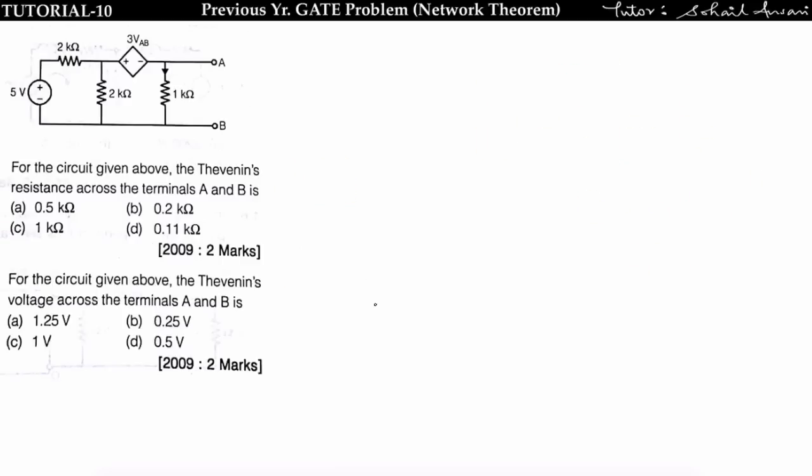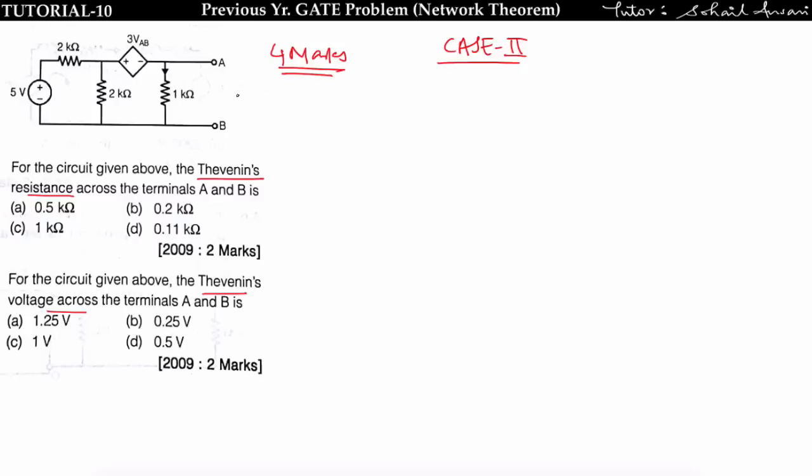Now let us see this problem. In this problem, you have to find the Thevenin resistance across the AB terminal and the Thevenin voltage across the AB terminal. This was asked for 4 marks in 2009. First see which case it is. In Thevenin theorem we have seen three cases. So this is case 2: at least one dependent source and at least one independent source are present. That means the circuit is considered in case 2.